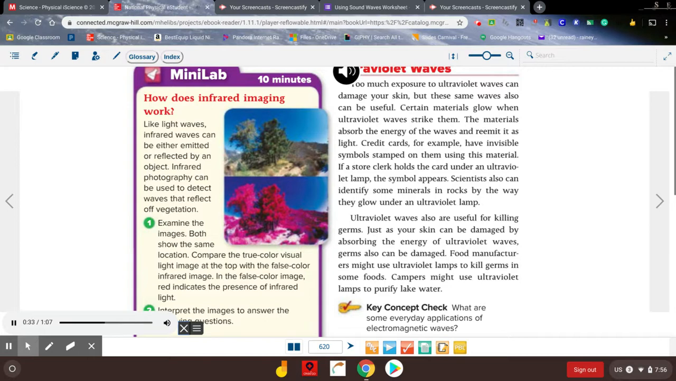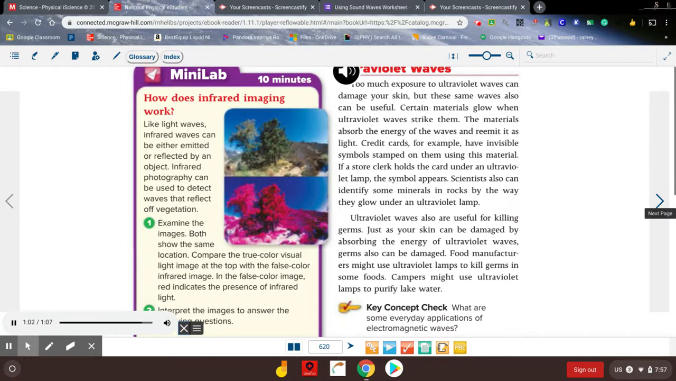Scientists also can identify some minerals in rocks by the way they glow under an ultraviolet lamp. Ultraviolet waves also are useful for killing germs. Just as your skin can be damaged by absorbing the energy of ultraviolet waves, germs also can be damaged. Food manufacturers might use ultraviolet lamps to kill germs in some foods. Campers might use ultraviolet lamps to purify lake water.